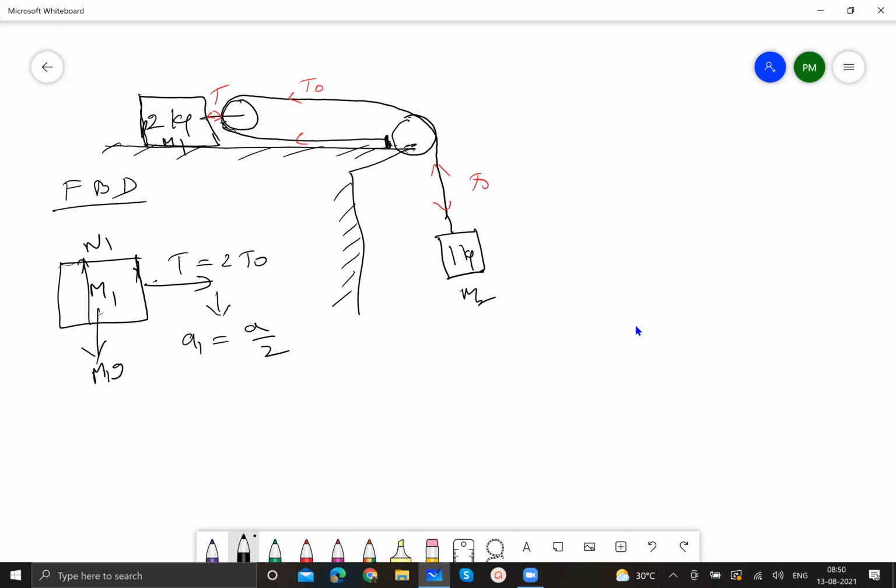T naught is the tension on M2. T is the tension on M1, 2T naught. So tension on M1 is twice the tension on M2, so its acceleration will be half that of the second block. A1 is equal to A2 by 2, or simply A by 2, and the acceleration of the second block I am assuming as A.